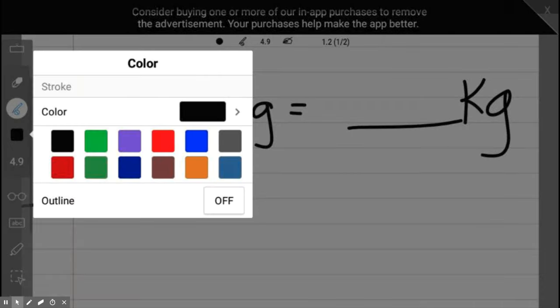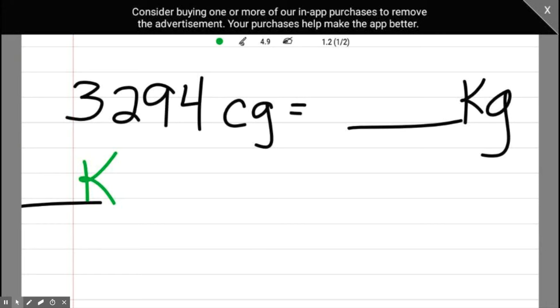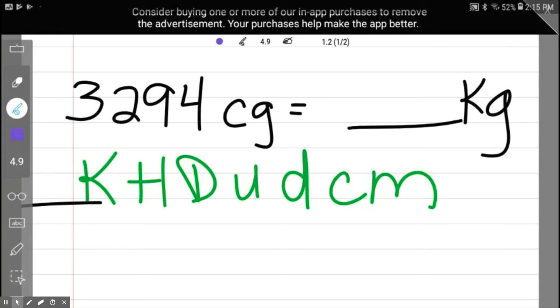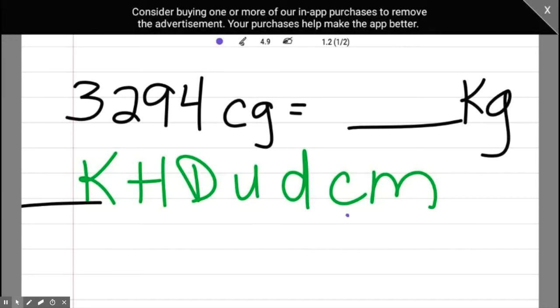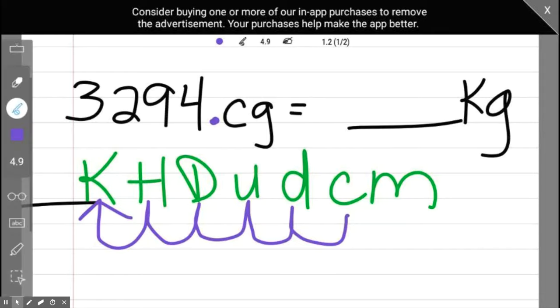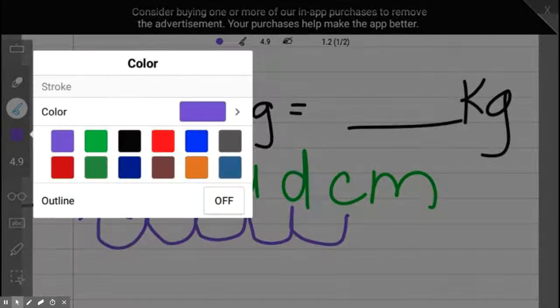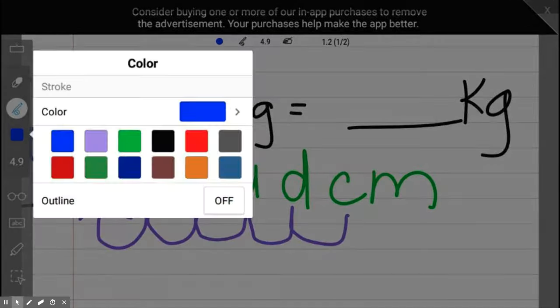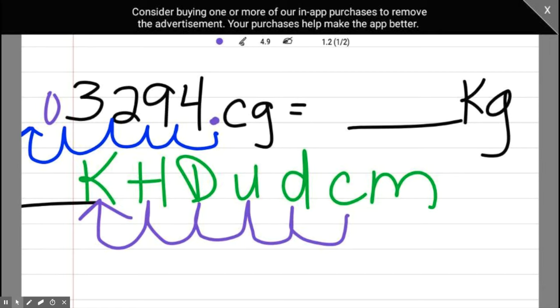It doesn't matter. We're just imagining here. So I'm going to say King Henry drinks unusually delicious chocolate milk, and I'm going to figure out how many times I got to move my decimal. So I'm going to move from centi to kilo, and I'm going to go 1, 2, 3, 4, 5 places to the left. In this number, my decimal is back here. I'm going to move my point 5 places to the left. 1, 2, 3, 4, 5. And in doing that, I need to plug in a placeholder 0.